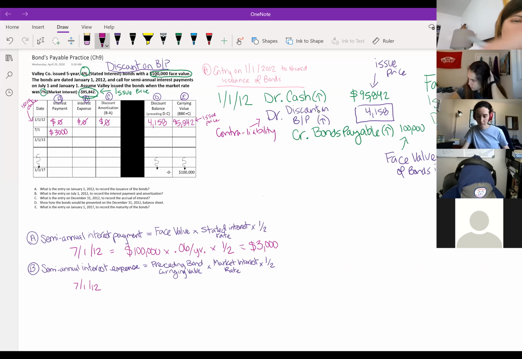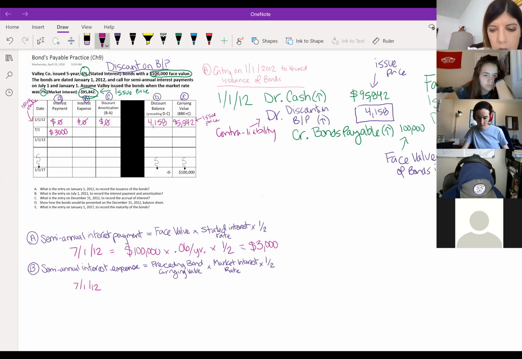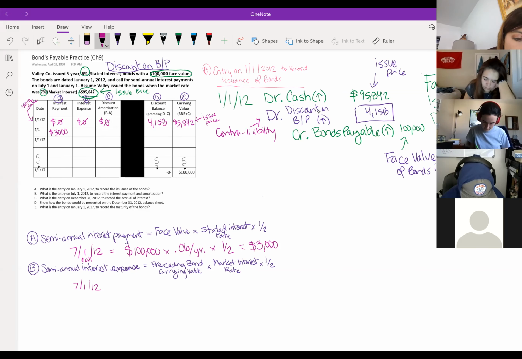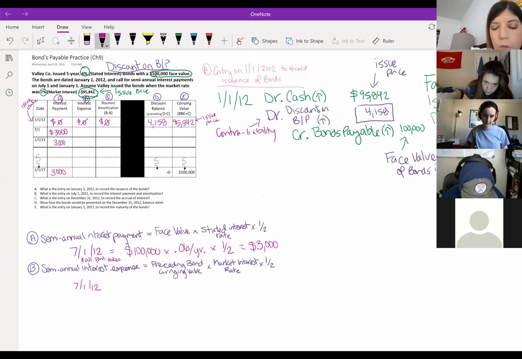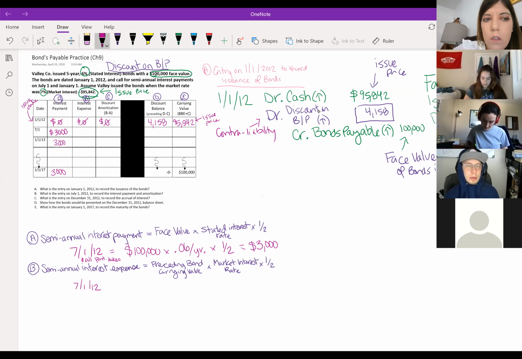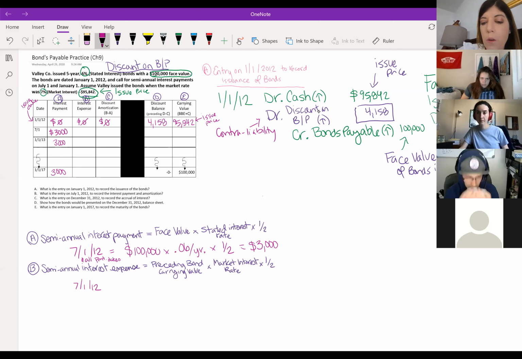What do I know about the semi-annual interest payment? Do I have to calculate this ever again? No, it's going to be the same for all. We're always going to pay out 3,000 for the life of the bonds. So I could even have this one calculated for January 1st, 2017, because I know that every 6 months I'm paying out $3,000. 3,000 on July 1st, 3,000 on January 1st.